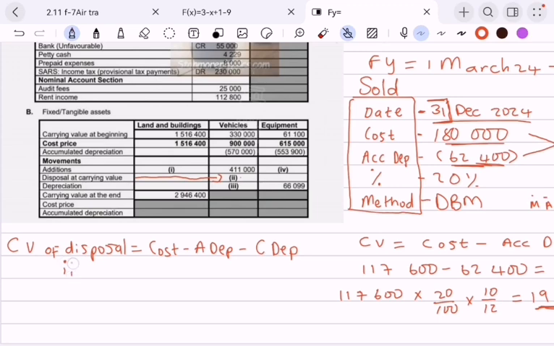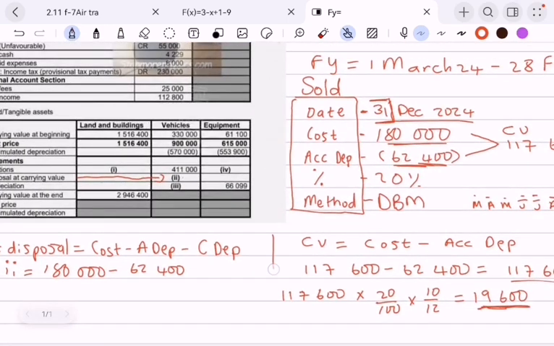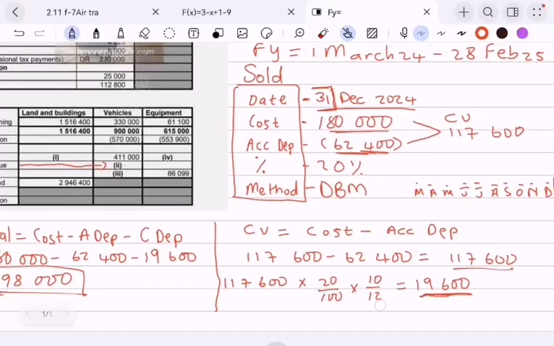And that is Roman figure 2. We substitute. It's going to be 180,000 minus your accumulated depreciation of 62,400 minus your current depreciation of 19,600. So let us quickly do that. So it's going to be 180,000 minus 62,400 minus your 19,600. Then we would get our 98,000. And that's how we do our carrying value of disposal. Simple and easy, just like that.